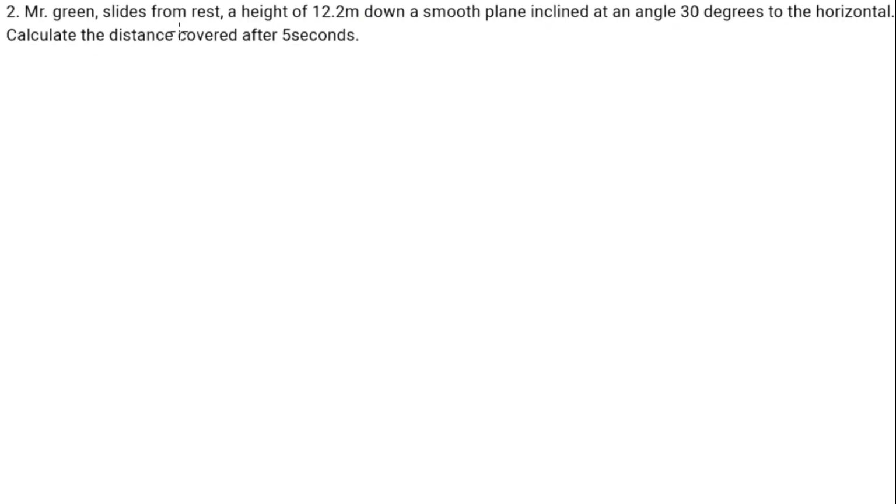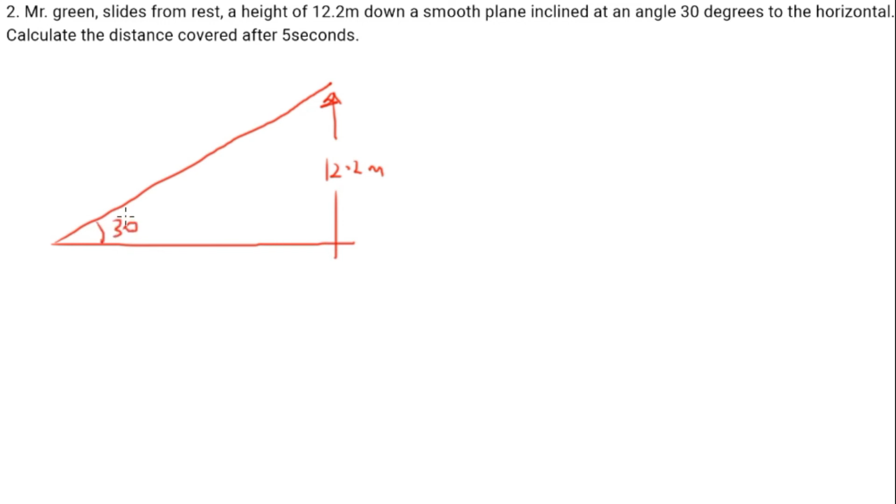Mr. Green slides from rest, a height of 12.2 meters down a smooth inclined plane at an angle of 30 degrees to the horizontal. Calculate the distance covered after 5 seconds. Now let's say this is the surface of the incline and it is at a particular height, which is 12.2 meters. Alright, so this is an angle of 30 degrees to the horizontal. Alright, and the object moves from rest. That means the initial velocity u is equal to 0.